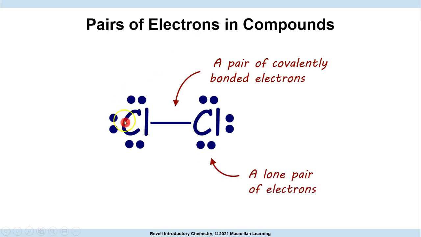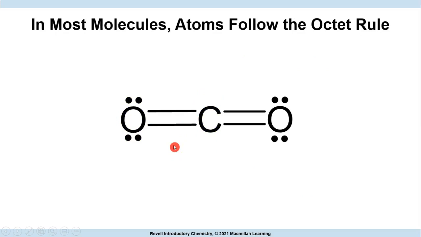So each of these chlorine atoms have three lone pairs. This has 3 lone pairs. This other one has 3 lone pairs. And each of them have 1 bond pair. Now, in most molecules, atoms follow the octet rule as we've already stated.